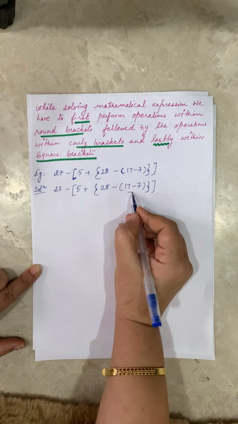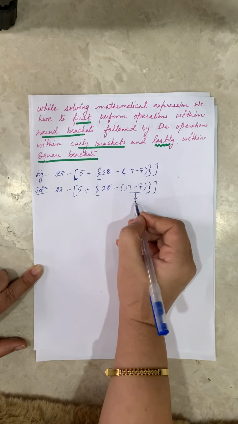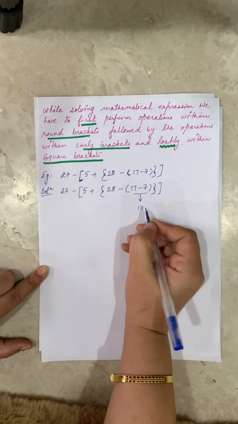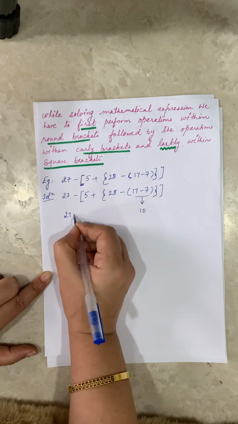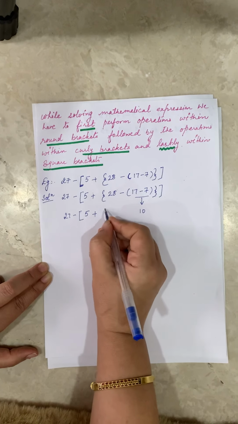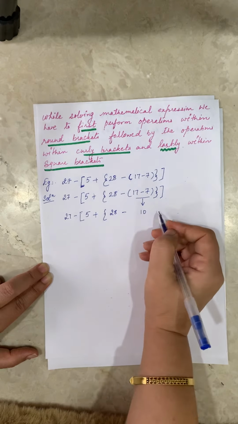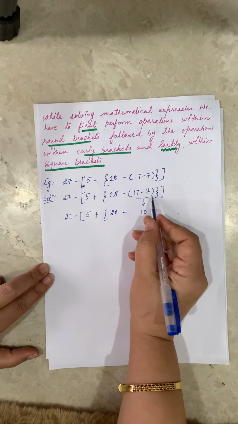The operation is subtraction. So we will solve, underline this and put the arrow. 17 minus 7 is 10 and the rest of the thing is the same. So 27 minus square bracket 5 plus curly bracket. All the things I am writing the same, and here the answer is 17 minus 7. So 17 minus 7 is 10.